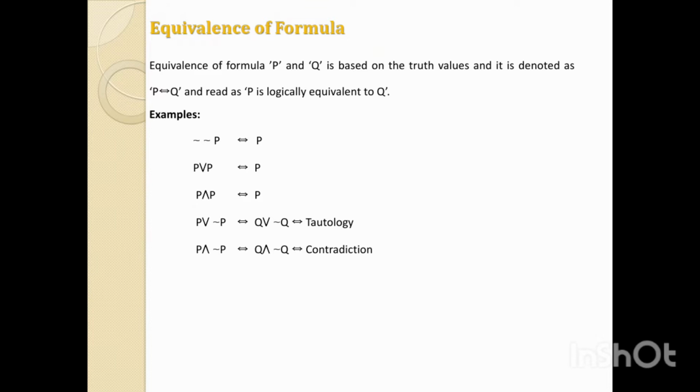These are contradictions. P and not P or Q, these truth values are logically equivalent to the truth values of Q. P or not P and Q, its truth values are logically equivalent to Q. You can check by designing the truth tables.